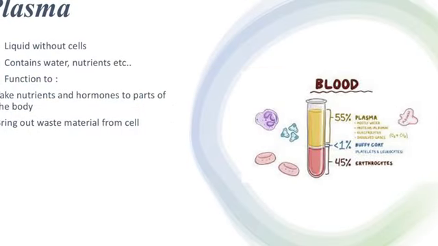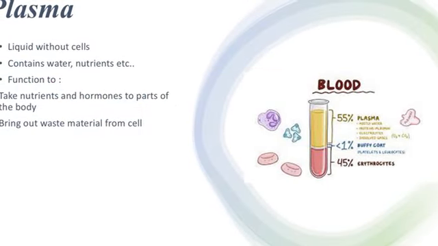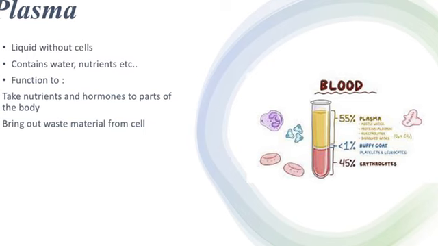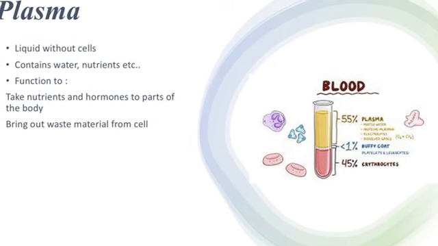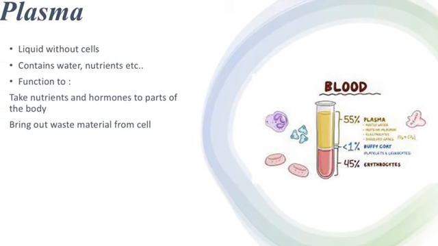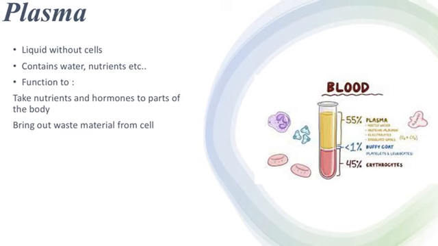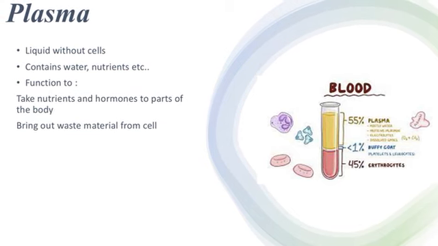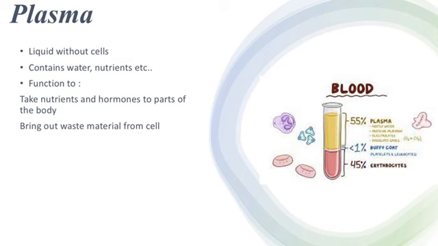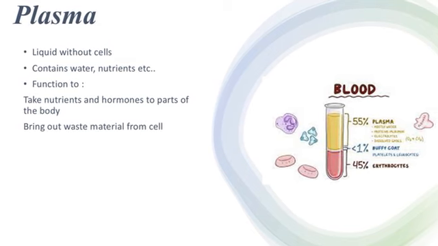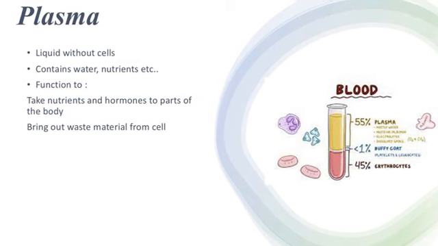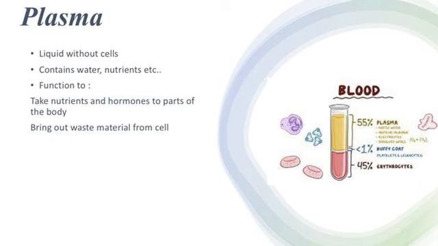Lastly, looking deeper into the characteristics of plasma, which is a liquid component of the blood without cells in it. They contain mainly water, nutrients, hormones, and many more. This leads to their function, which is to transport nutrients and water throughout the whole body, and also to bring out waste materials from the cells.